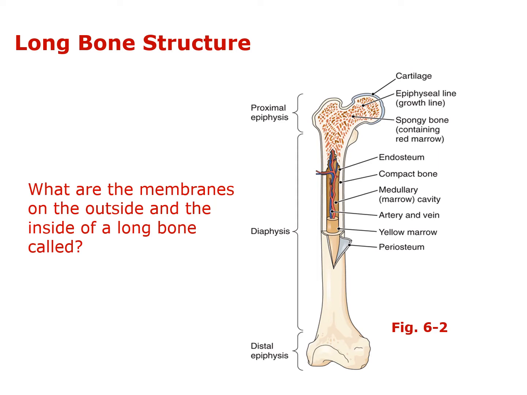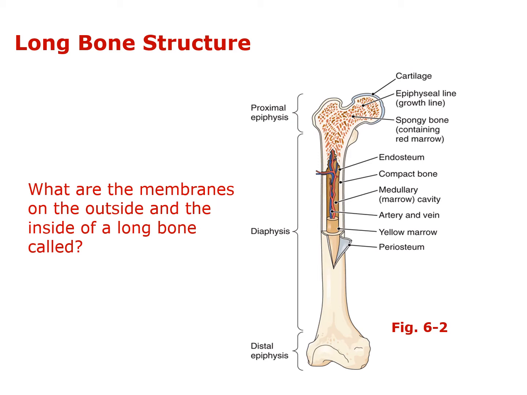The long bone structure. Notice here we have epiphyses. Those are the ends of your long bone. You have the proximal epiphyses, which will be closer to the rest of the body, and the distal epiphysis, which will be further away. The shaft of the long bone is called the diaphysis. The epiphysis has red marrow inside spongy bone tissue. The epiphysis also has cartilage protecting the ends where they meet. There is an epiphyseal line or growth line in the adult epiphysis, but in a child, when they're still growing, this is an epiphyseal plate.